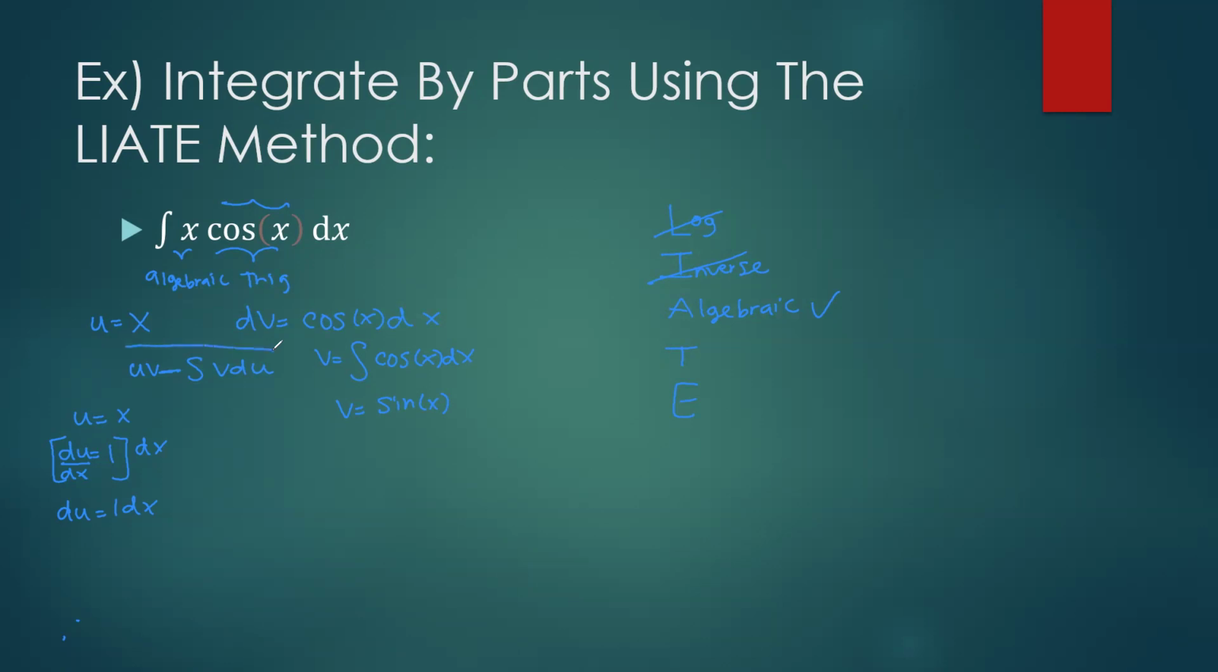Now we just apply the rule. It's u times v, so x times sin x, minus the integration of v du. My v is sin x, and my du is 1 dx. Now, what is the integration of sin x? It is negative cosine x. So you have a minus, and a negative cosine x, and two negatives become a positive. So you have x sin x plus cosine x plus c. And that's your final answer.